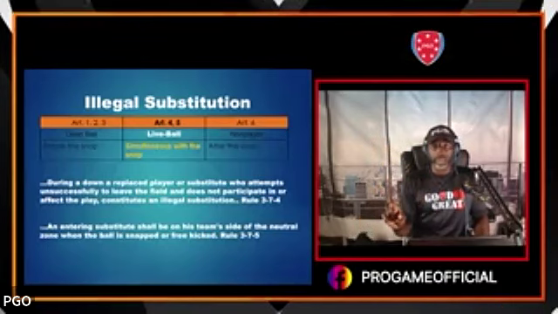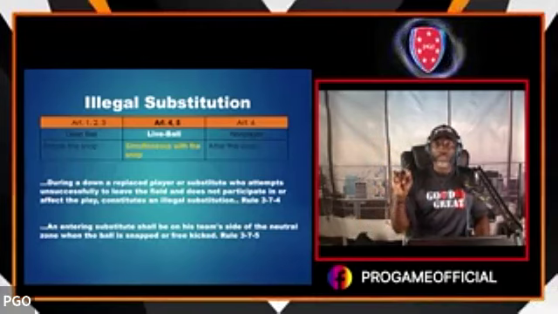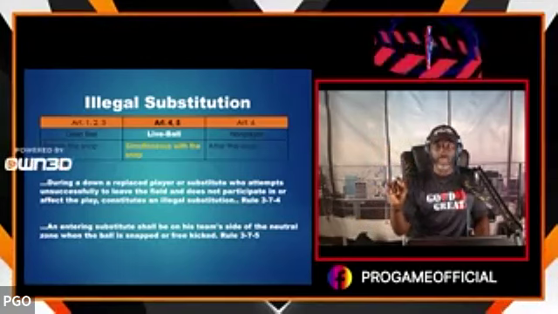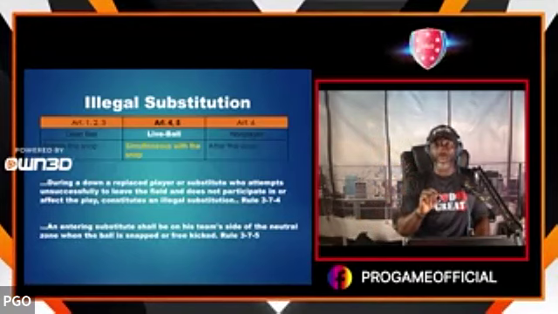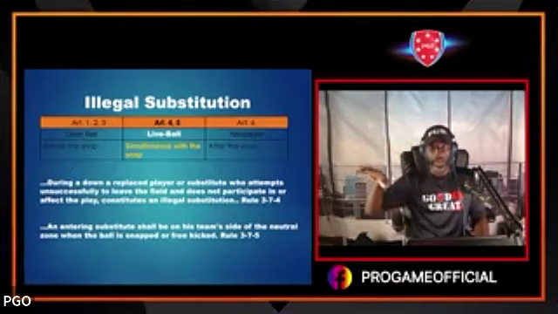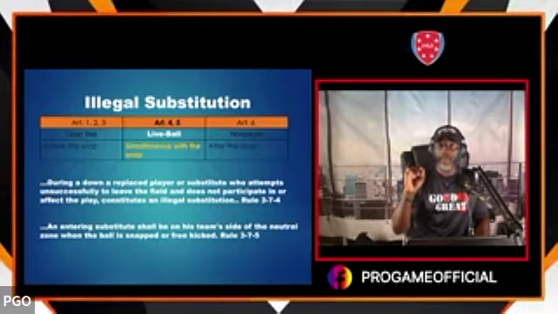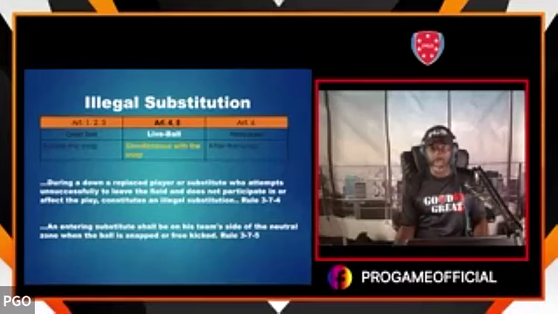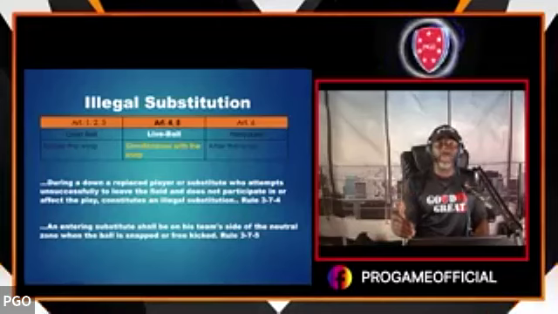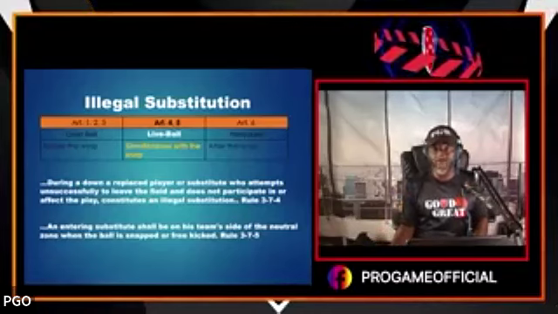Now, caveat to both of these. If any of these players participate, then we have an illegal participation foul, which is a 15-yard penalty. We'll talk about that when we get to Rule 9. But in this instance, these two are 5-yard penalties, and they're marked from the previous spot. These are not tack-on fouls.